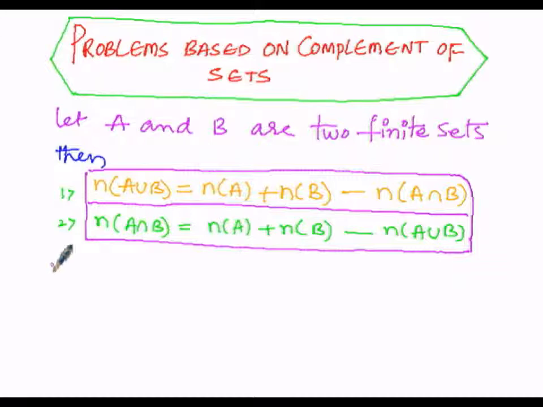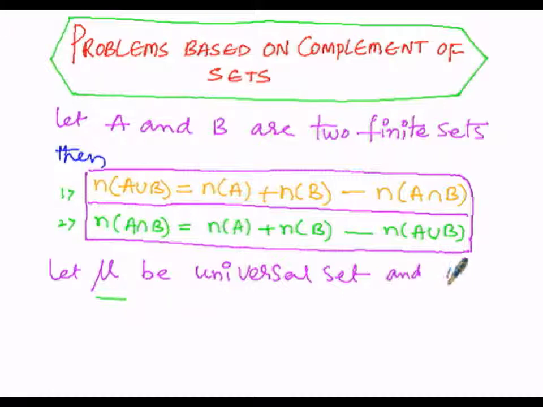And let mu be the universal set. So, we have assumed here mu as the universal set and A be any finite set. In this manner we have assumed mu as the universal set and set A as a finite one, which has a finite number of elements in it.